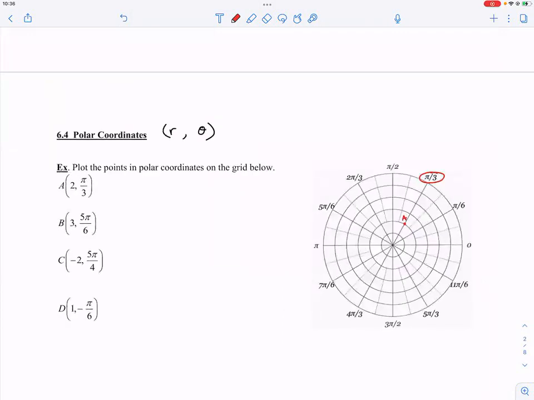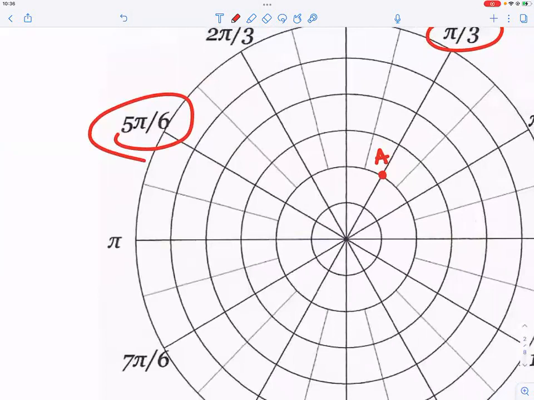And then for B, we say, what's B? It's 3 comma 5 pi over 6. So you find out where 5 pi over 6 is. Well, it's right here, 5 pi over 6. And you walk how many units? 3 units. So it's 1, 2, 3 units right here. That's point B.